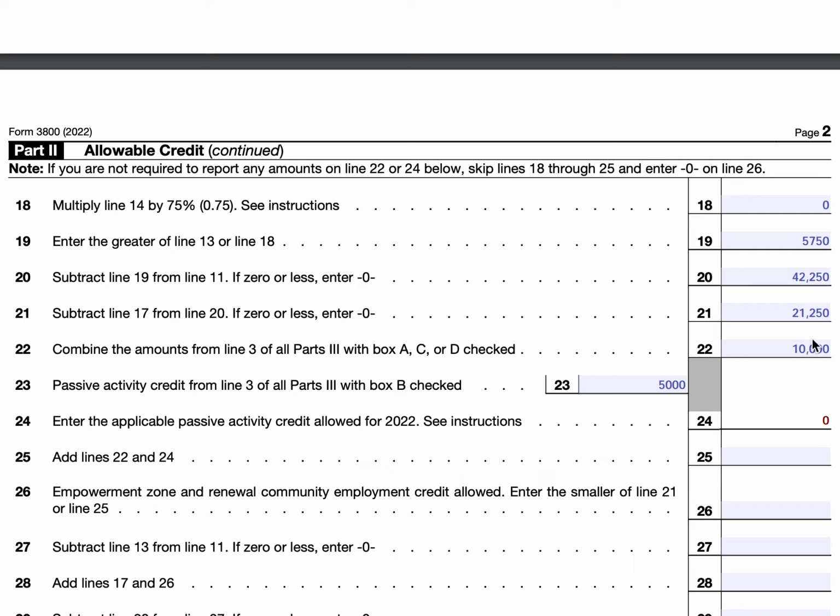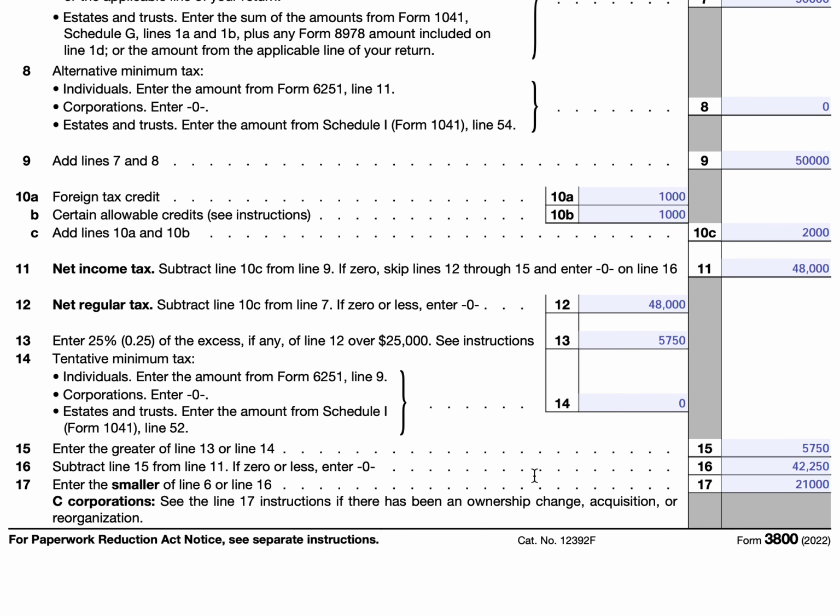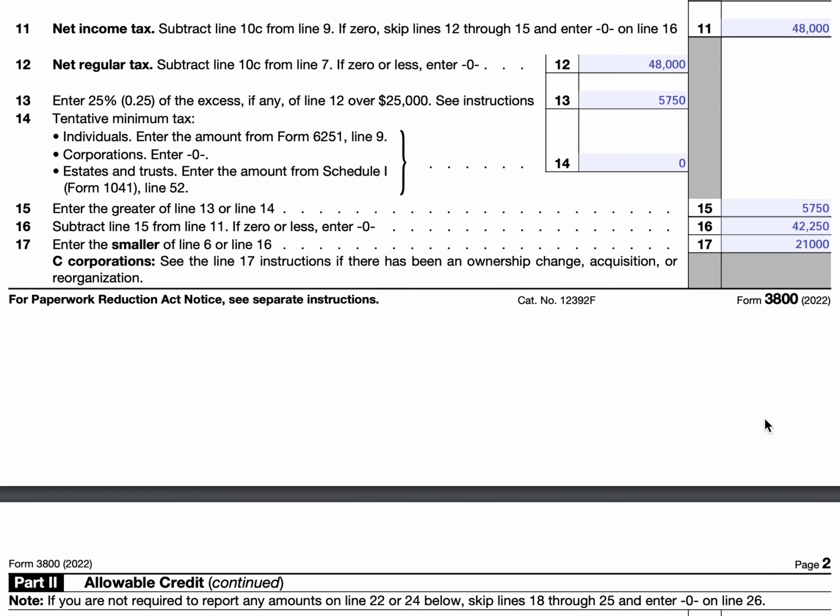Then we'll combine lines 22 and 20 and give us $10,000. Now you'll enter the smaller of either line 21 or line 25. This is the amount of the empowerment zone and renewal community employment credit that you would be allowed. Now in line 27, we're going to go back to lines 13 and 11. So we're going to subtract this from this.